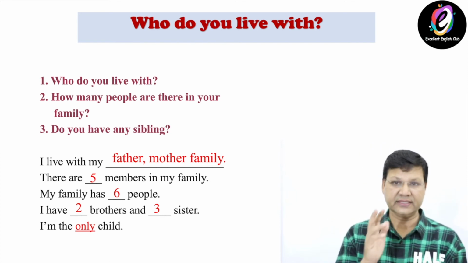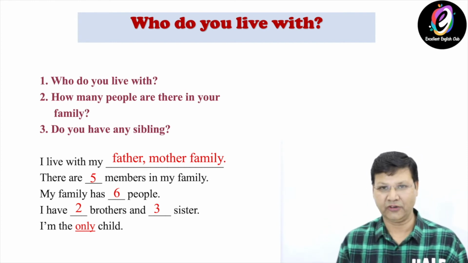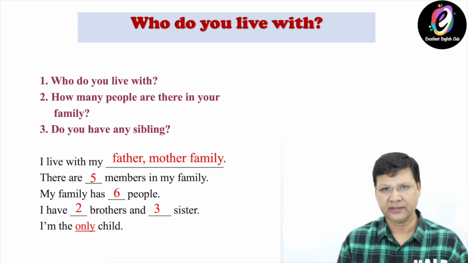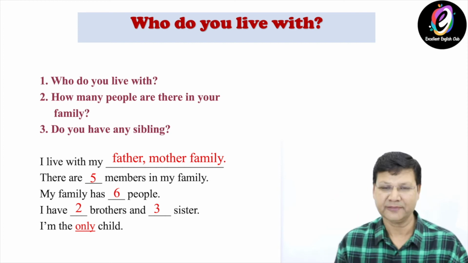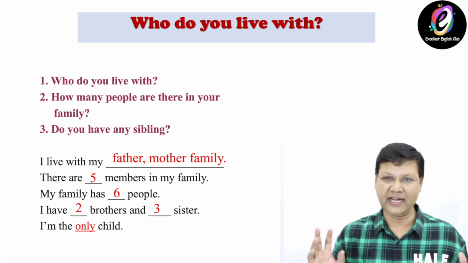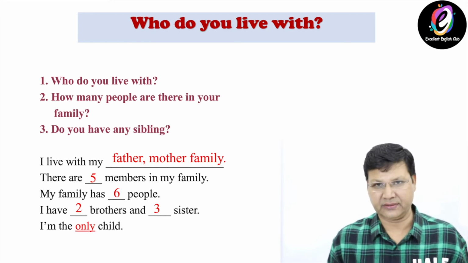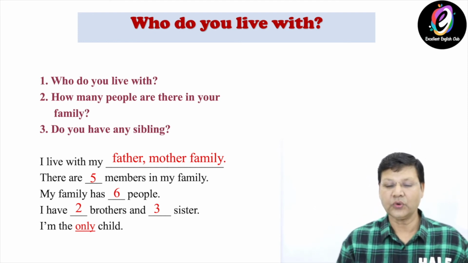In the last sentence, you can say, I am the only child of my parents, of my father, whatever additional things you can add, but it is enough. I am the only child. Means you are alone. There is no other child of your parents. Nobody is there. You are alone. Understand? So this is, who do you live with?